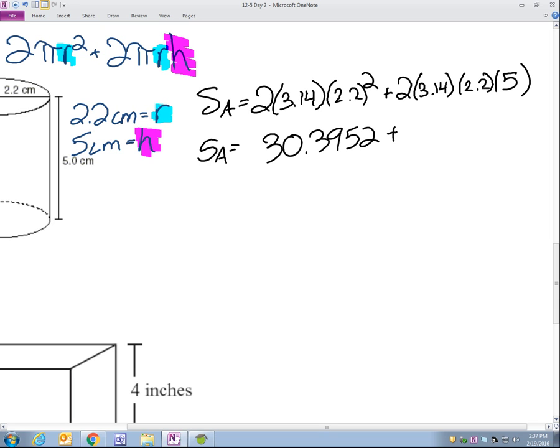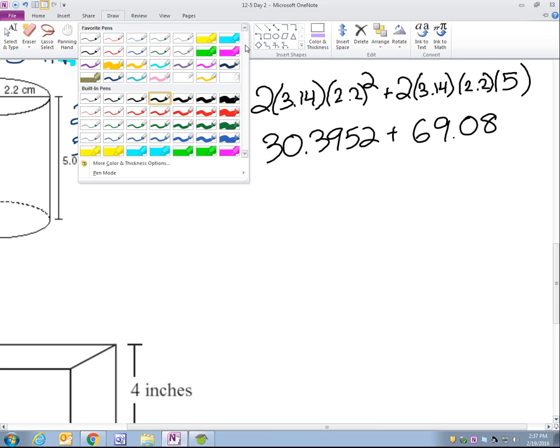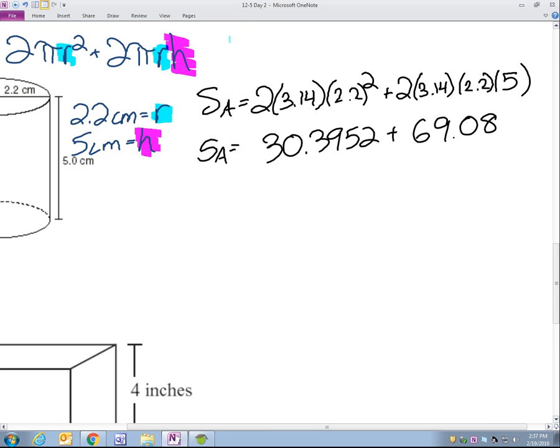And on this side, I'm going to have 69.08. Earlier today, when people are making this mistake, they were forgetting to square the 2.2. Remember, hit the equal button often. I'm going to go ahead and highlight the radii and stuff like that once again, just so we know.